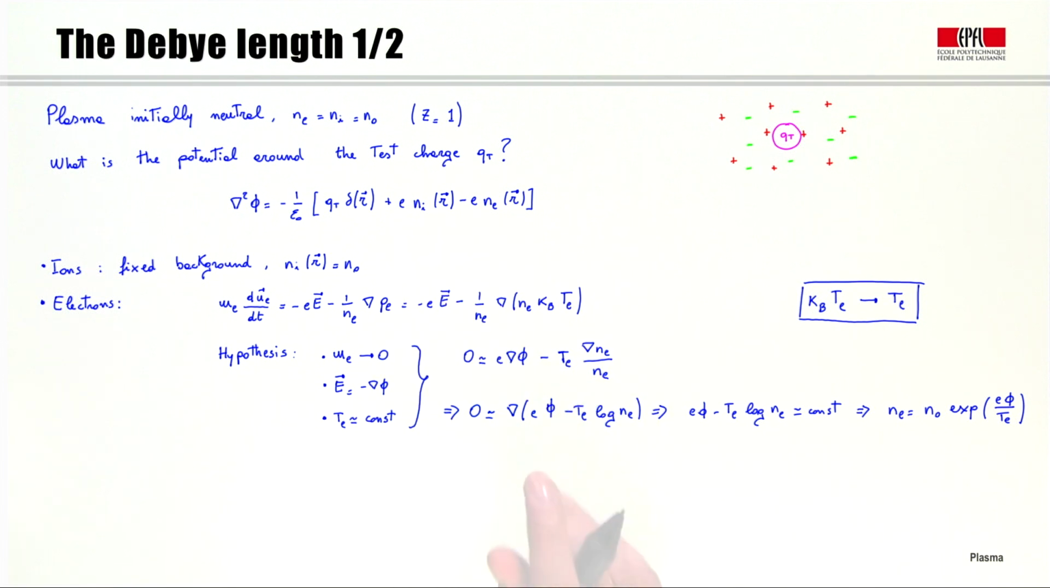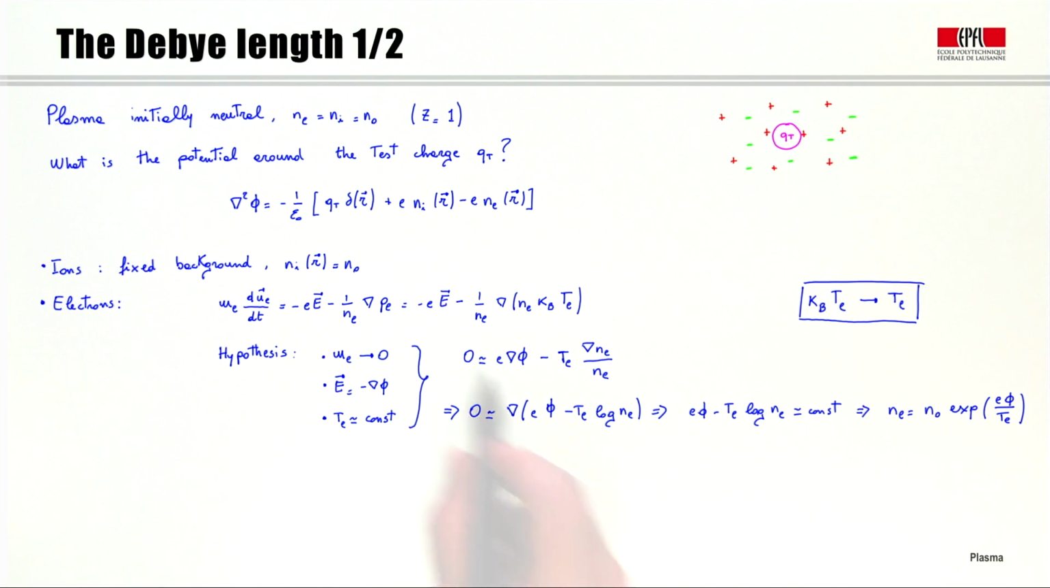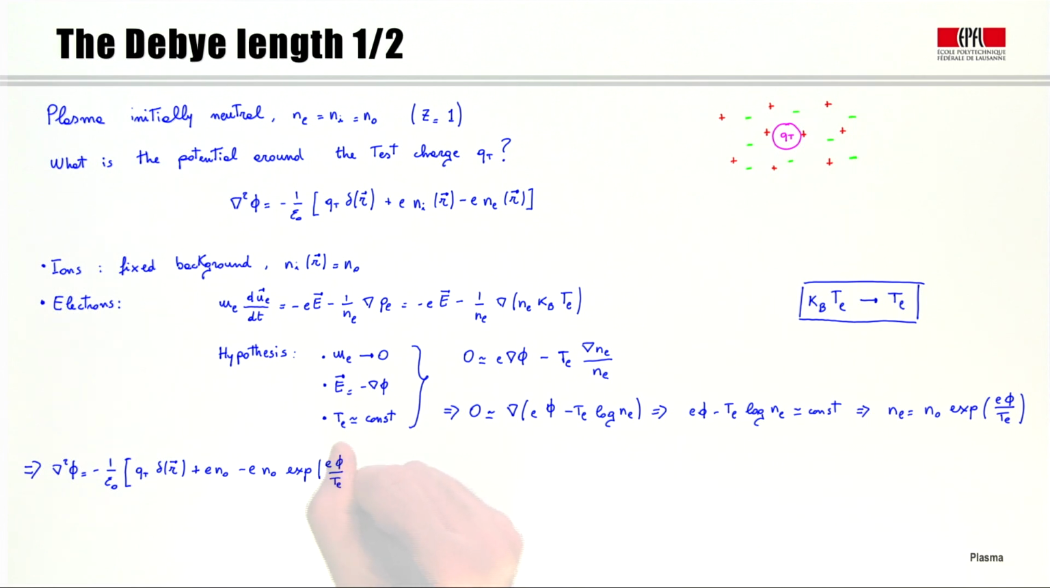Well, what does it mean if we insert this expression for the ion density and electron density into the original Poisson equation that we were looking at? We will have that the Laplacian of phi will be equal to 1 over epsilon 0. We have to keep the test charge, and then we can place the expression for the ion density and the one for the electron density.